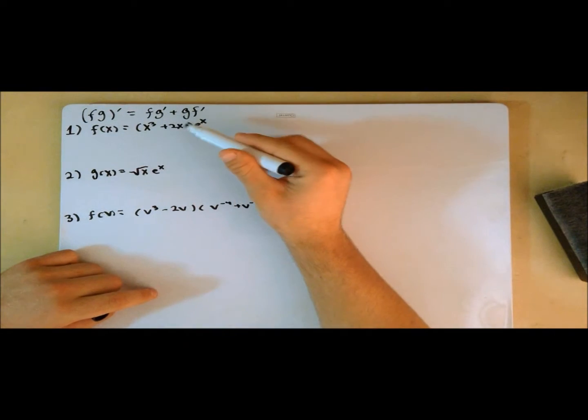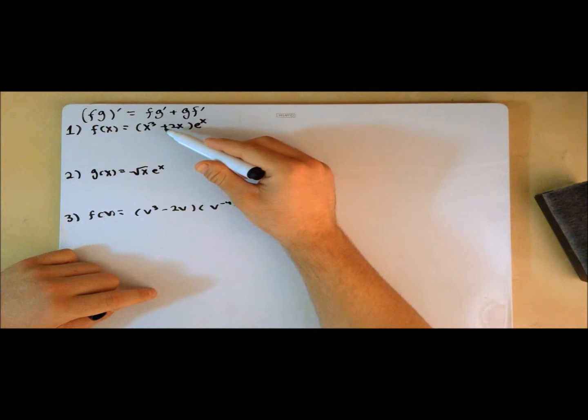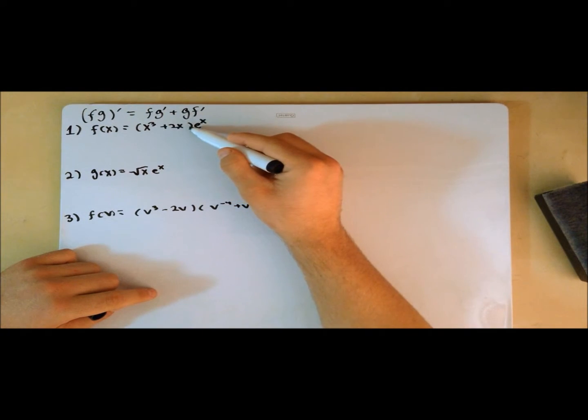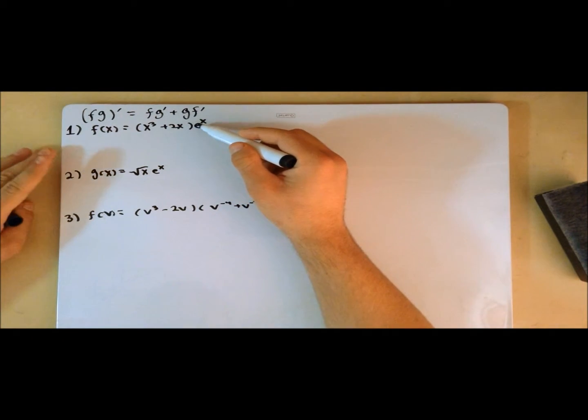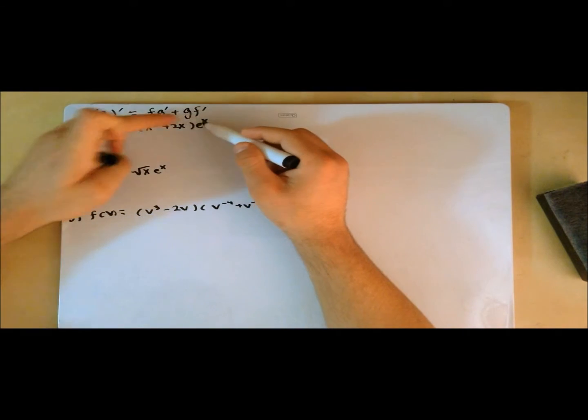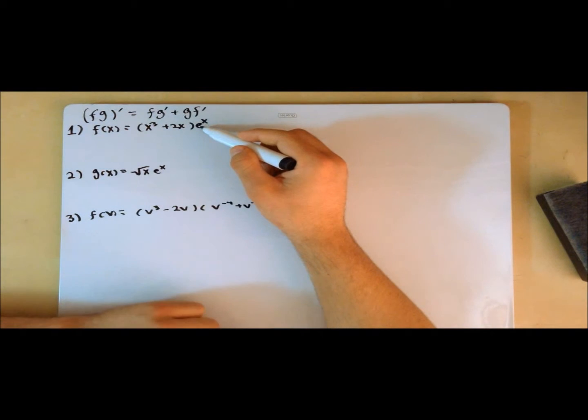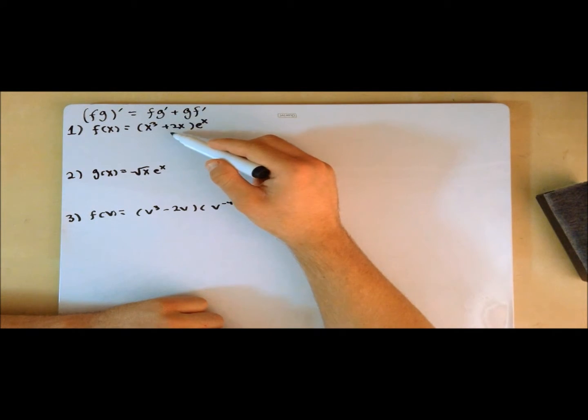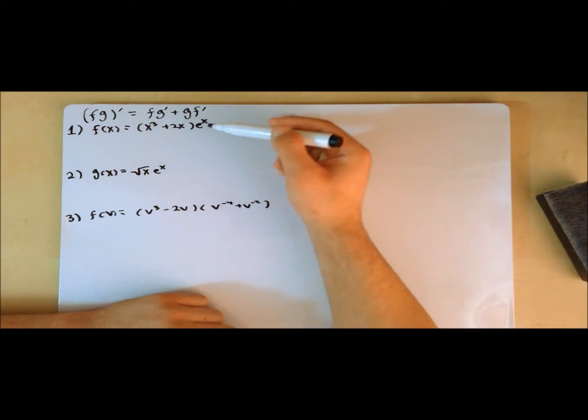So here you have x cubed plus 2x in the brackets being multiplied by e to the x. So this would be your f and this would be your g. So your e to the x is your g and your x cubed plus 2x is your f.